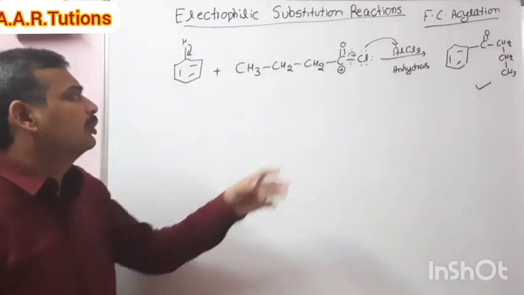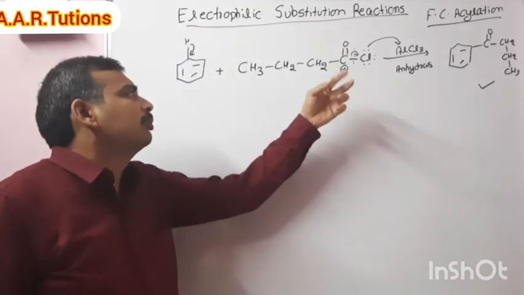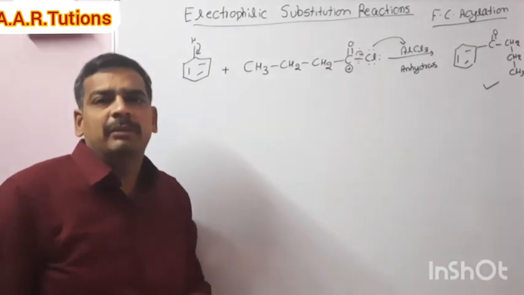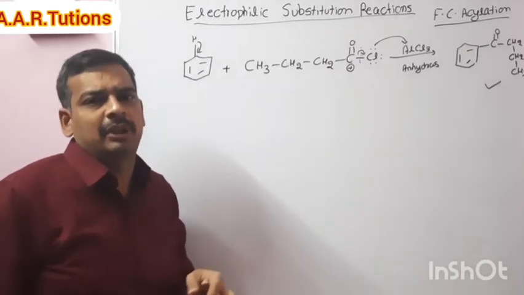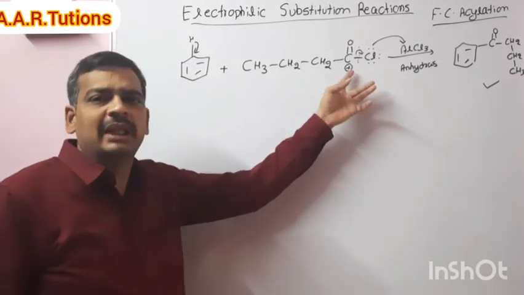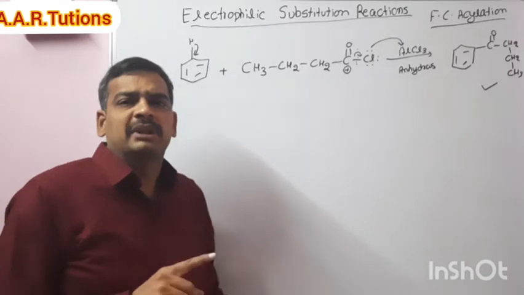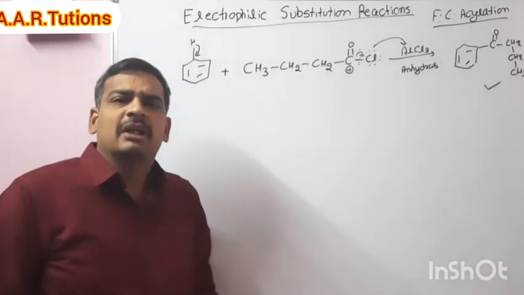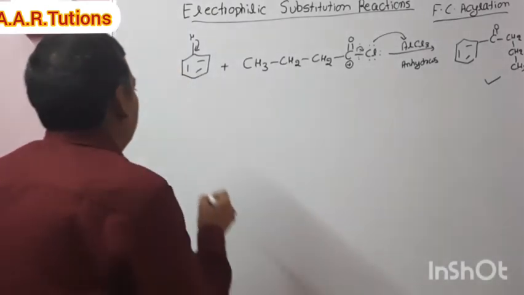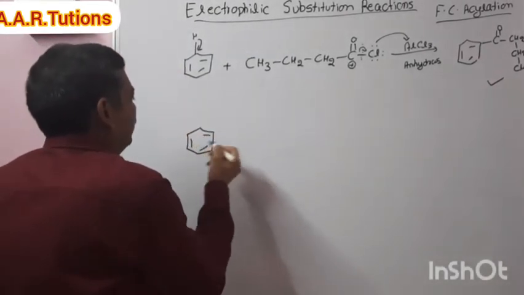Just remember Friedel-Crafts alkylation. In the case of propyl chloride and butyl chloride, what happened? A carbocation formed as an intermediate that undergoes rearrangement. But in Friedel-Crafts acylation, there is no carbocation. This is an acylium ion. It won't undergo any rearrangement. So remember the difference between Friedel-Crafts alkylation and Friedel-Crafts acylation. Now, next problem.